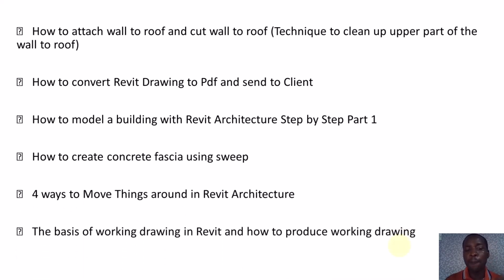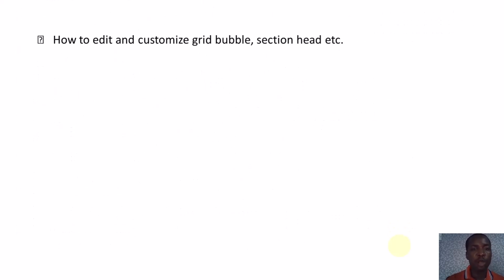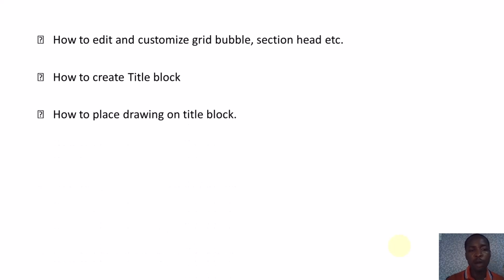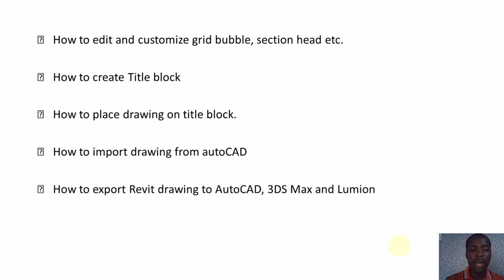You will learn the basics of working drawing and how you can produce working drawing in Revit. You will learn how to edit and customize grid, bubble, section head, etc. You will learn how to create a title block. You learn how to place drawing on a title block. You learn how to import drawing from AutoCAD. You learn how to export a Revit drawing to AutoCAD, 3ds Max and Lumion.